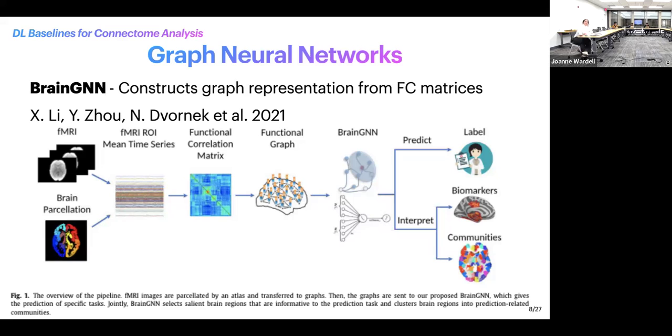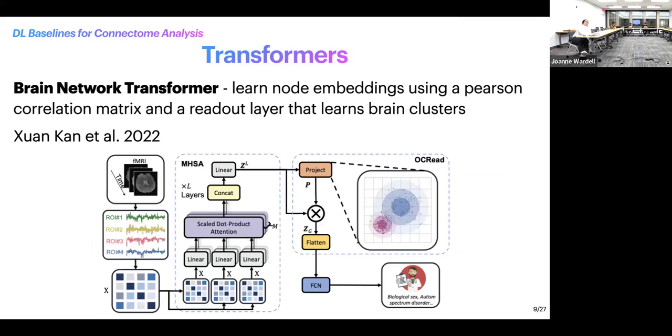So this is another example that they're using as a baseline to compare to their results. And I think this is the state of the art for graph neural networks in terms of doing prediction tasks on fMRI data. They're also looking at the transformer baseline specifically for this prediction task using fMRI data. This one is called Brain Network Transformer, or BNT for short. We know transformers came on the scene in 2017, and they've been utilized also for this brain connectome analysis, specifically here, the functional connectome.